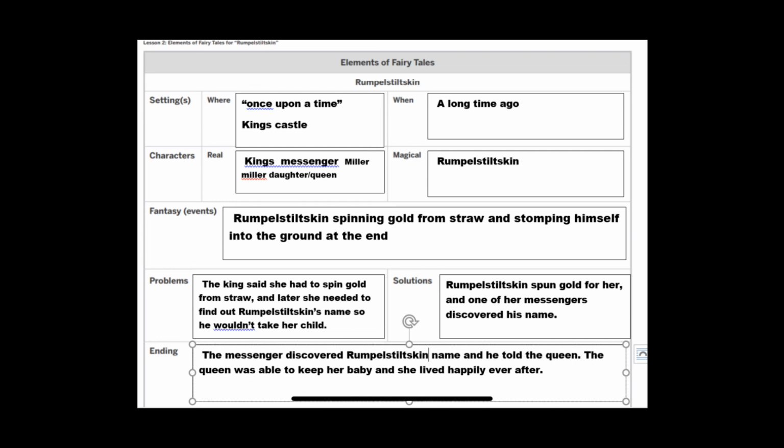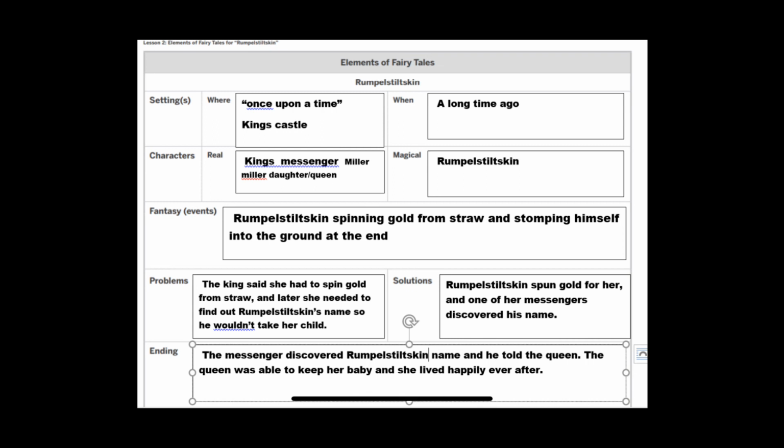Next, characters. There are real characters in this story, and there are magical ones. The king, the messenger, the miller, the miller's daughter, who turned into a queen, are all real characters. The next character, Rumpelstiltskin, was magical. He was magical because he had a talent. What could he do with the straw? If you said spin it into gold, that is correct. And that's magical because humans cannot spin straw into gold in real life.